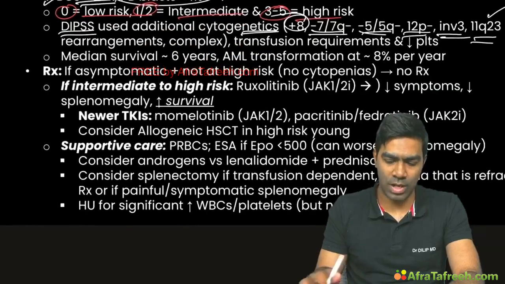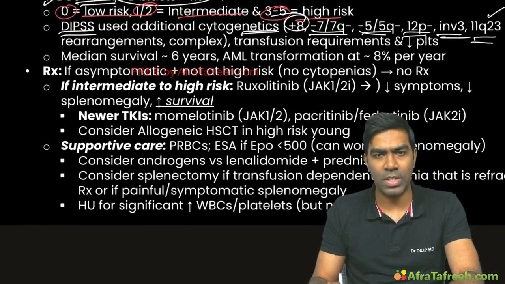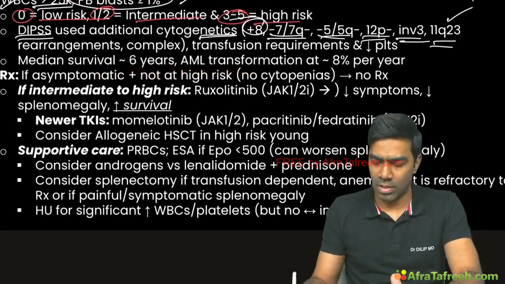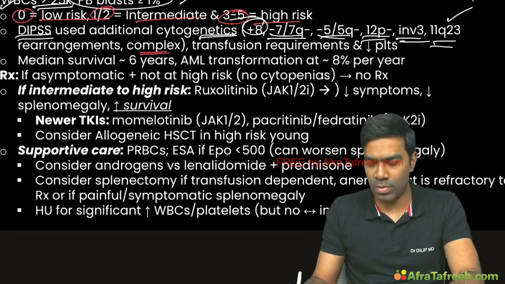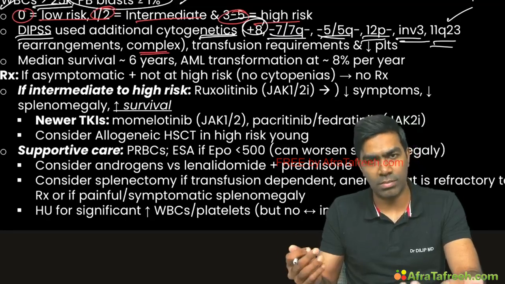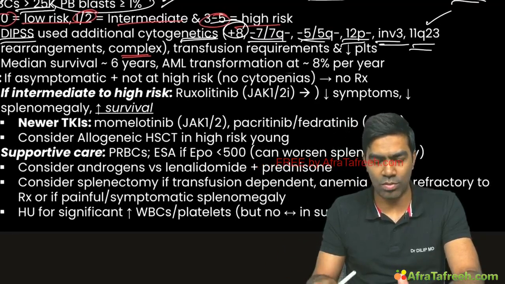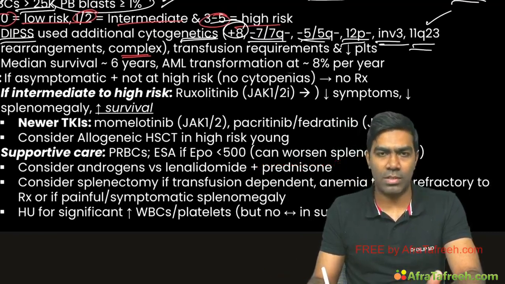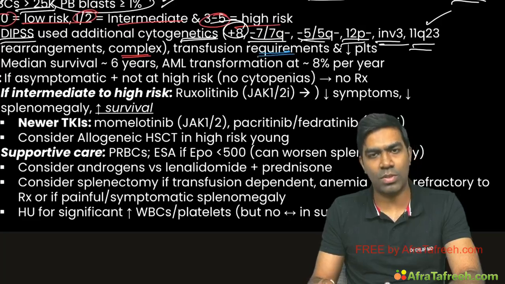So these are considered to be high risk cytogenetics, and in this case the risk of transformation to AML is going to be quite higher. Or if the patient is having complex cytogenetic abnormalities, like 3 or more chromosomal abnormalities, then that is also a very high risk feature. And apart from the cytogenetics, the DIP system also makes use of the transfusion requirements.